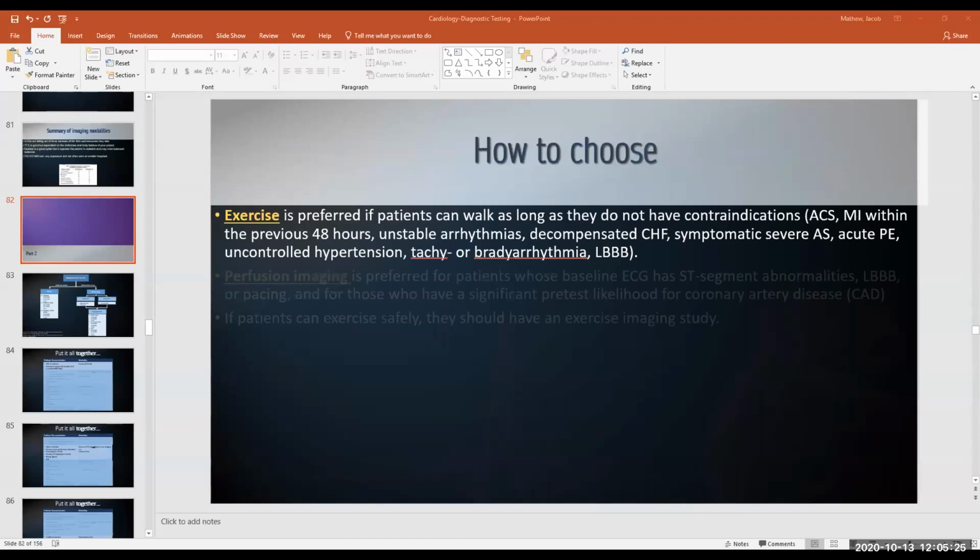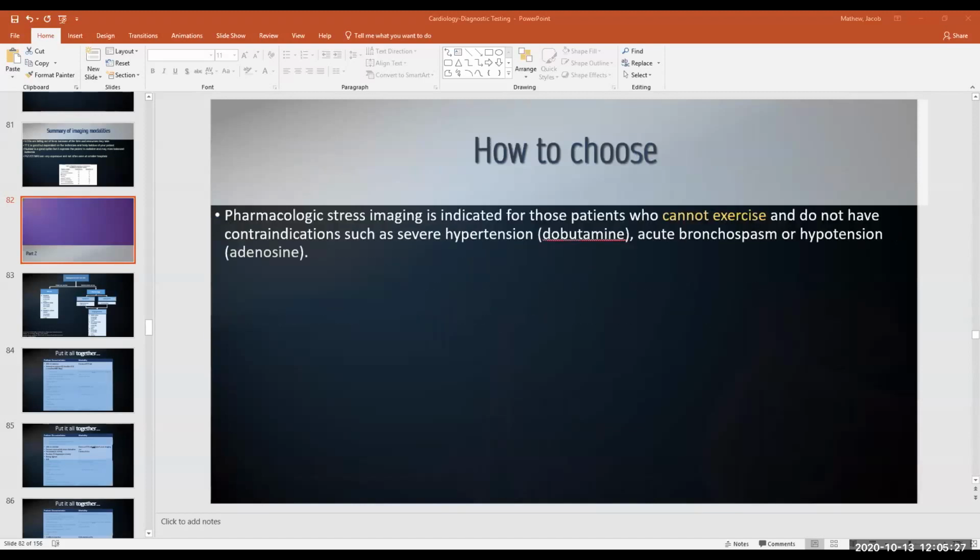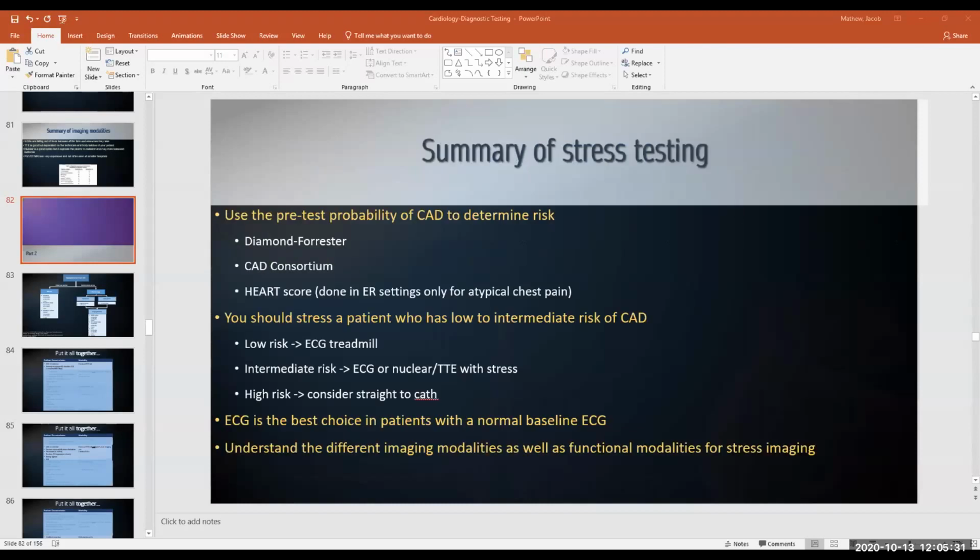So how to choose, we kind of went through this. It was just a summary. So I'll kind of fast forward through this information because it's just summarizing the same information just in different ways. So let's go for the summary before we go on to some of our specific imaging as the second part. You're going to use that pretest probability to determine the risk. And remember, we talked about the Diamond Forrester, the CAD consortium, even the HEART score, which is pretty much done in the ER setting. Once you've decided what that pretest probability is, then you're going to decide, should you test that patient, how you're going to stress the patient.